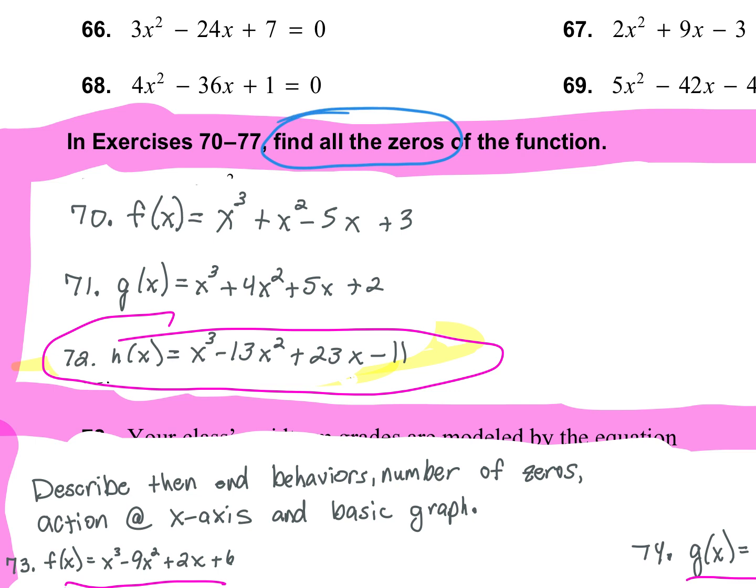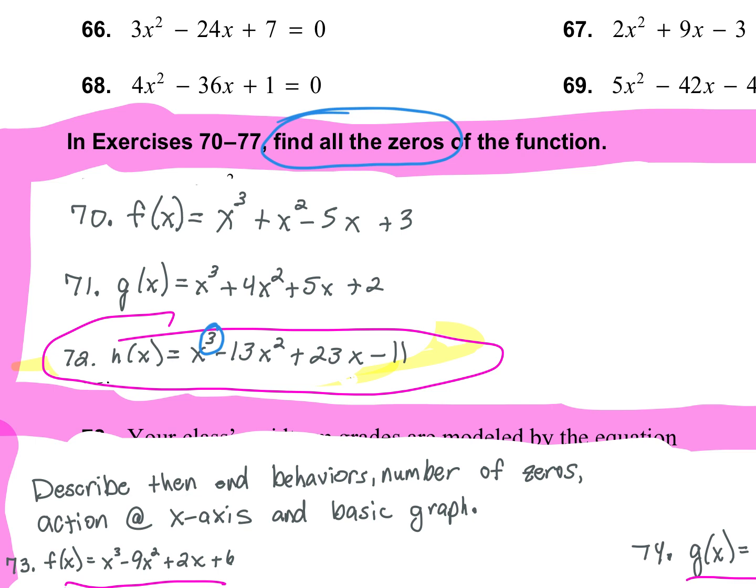All the zeros. Does it say just the real ones? No, it says to find all of them. So if I look at just 72, I just randomly picked this one. I have x cubed minus 13x squared plus 23x minus 11. What is my highest exponent? 3. So how many answers am I going to have? 3. All right, remind yourself of that.